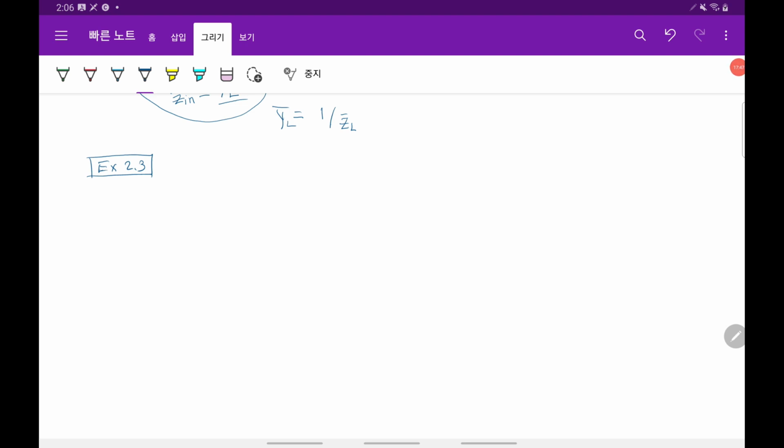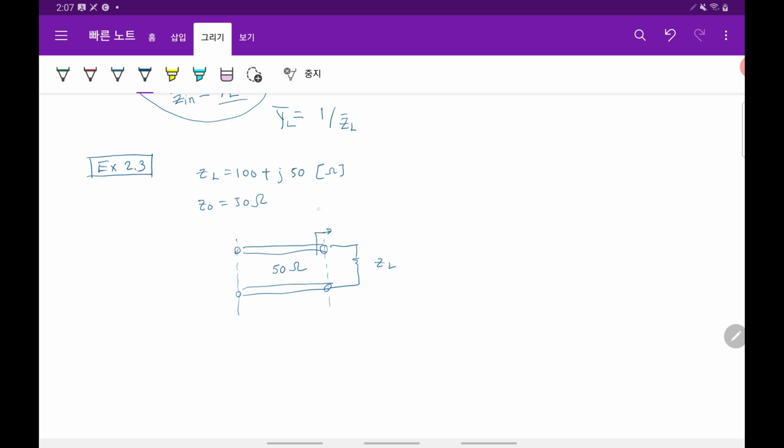And for your understanding, let's see example 2.3. ZL is given as 100 ohm plus j50, and Z0 is given as 50 ohm. So this transmission line has a 50 ohm characteristic impedance, and ZL is terminated. So the problem asks about the admittance of this, YL.